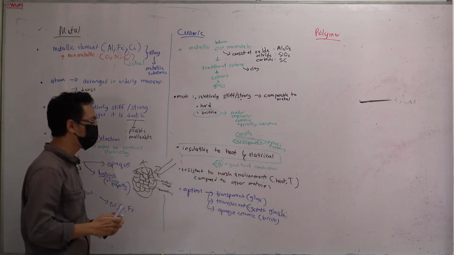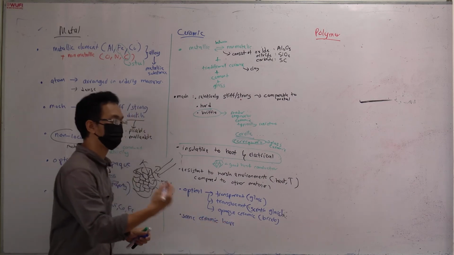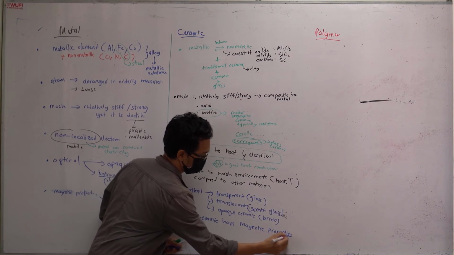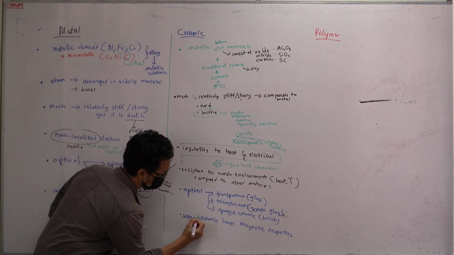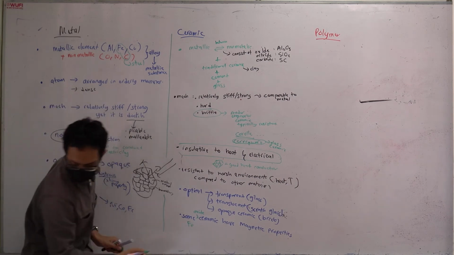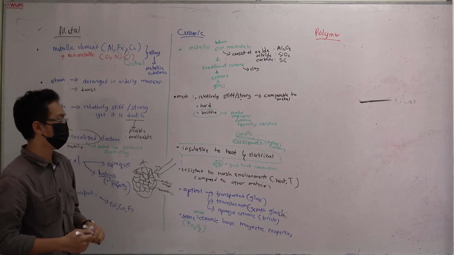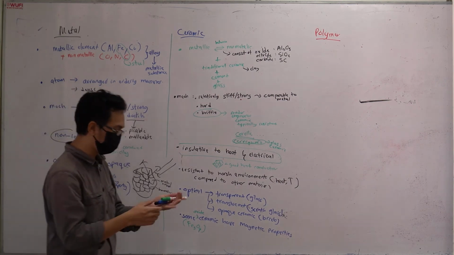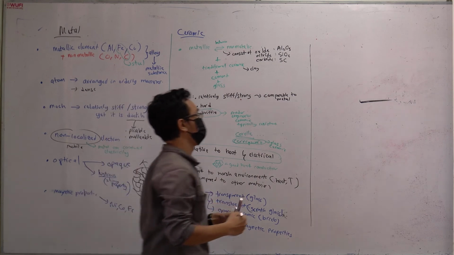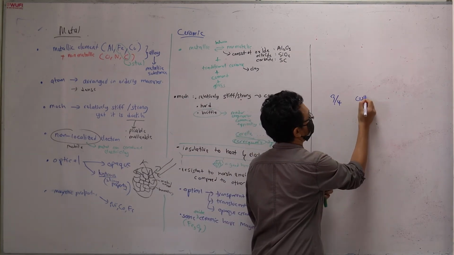Some ceramics have magnetic properties. Typically they are oxides. Some oxide ceramics have magnetic properties, for example ferrite. In fact, most of the magnets that you see around you, we can say about three quarters of the magnets in the world, are basically ceramic-based magnets. Ceramic magnets.